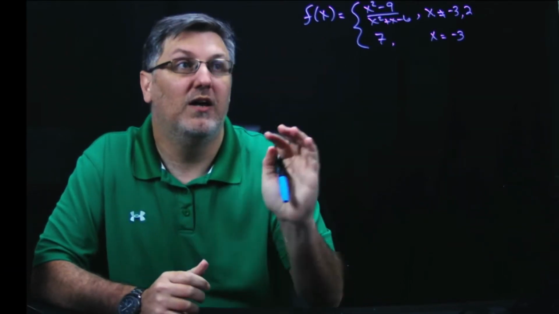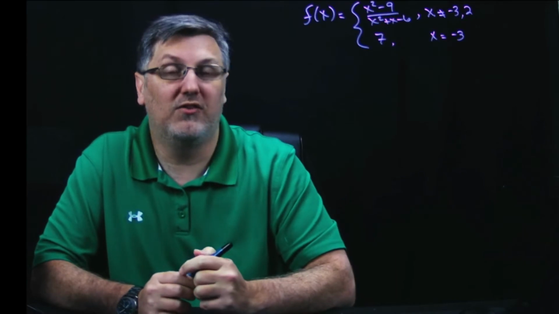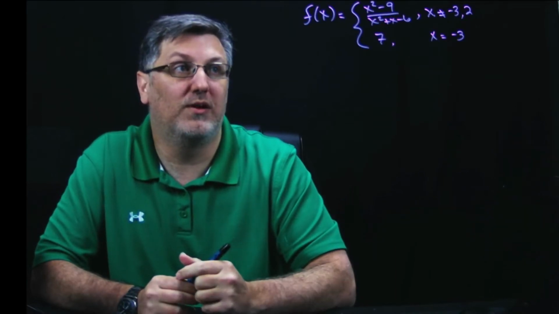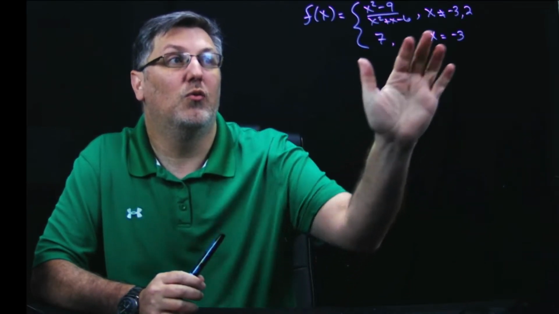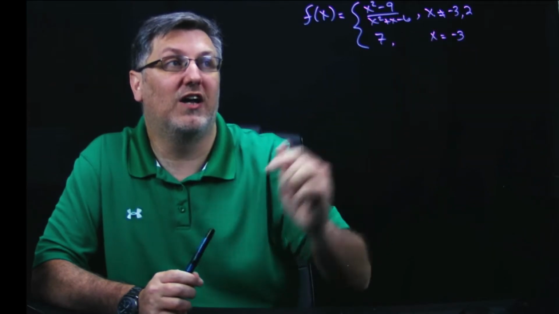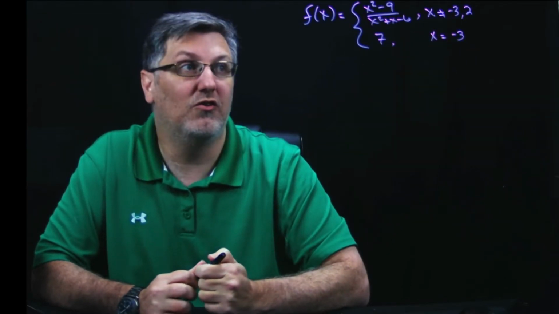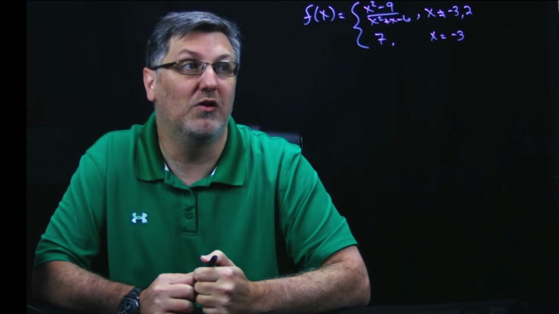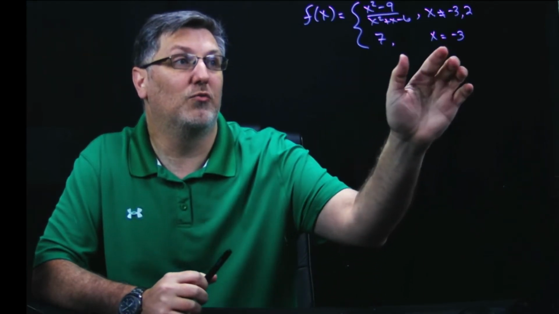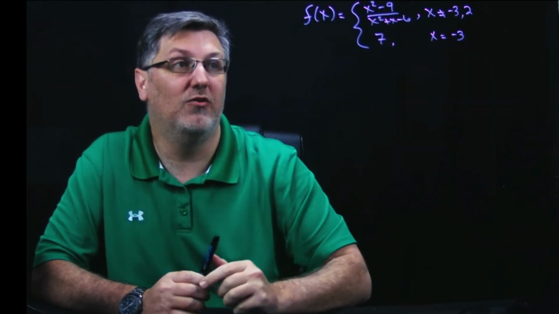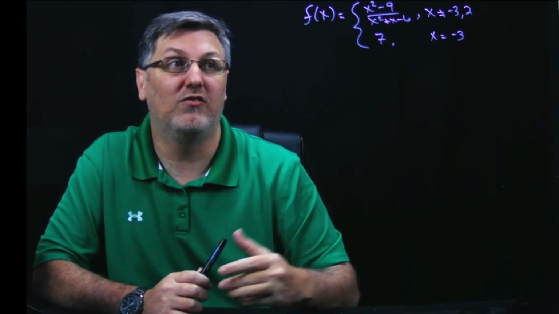All right, so I want to take a moment to talk about continuity. I have a function f of x here, and it's a piecewise function. The top part is x squared minus 9 over x squared plus x minus 6, and x cannot equal -3 or 2, so it's every other number except those two numbers. The second part says when x equals -3, my y value is 7. So I have a point there.